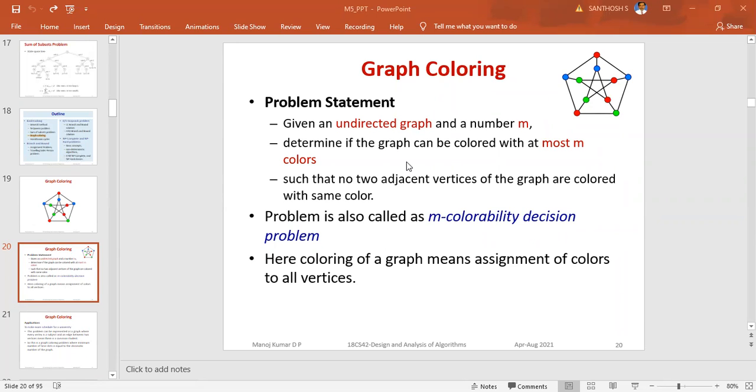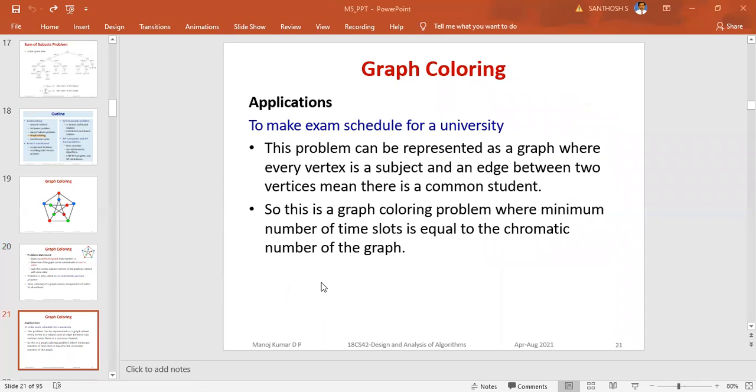So what is the thing? Determine whether the graph can be colored with at most m colors such that no two adjacent vertices are colored with the same color. The problem is also called the colorability decision problem. So here the coloring of the graph means assignment of color to all vertices.